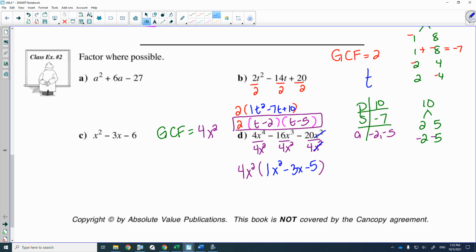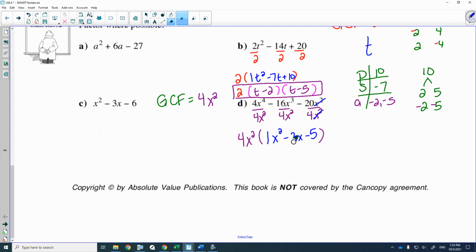Did I make a mistake? Where's my mistake? Do you guys see it? Yes. 16 divided by 4 is 4x. Okay, what I always do is, if it's a PSA 1 question, I put that guy because I don't want to forget it.